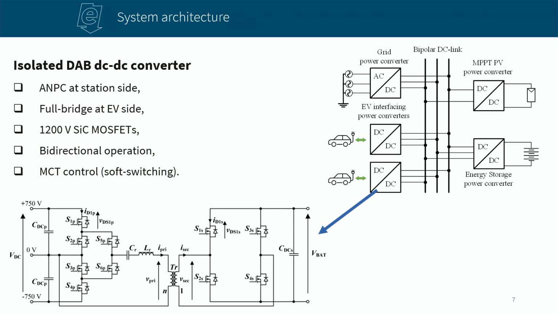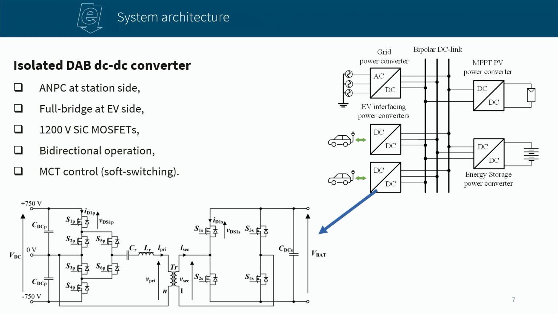But of course, as I showed you just a second before, you can have alternate options. You can use a full bridge. So of course, the options are vast. But this is the one we've built for the experimental system. And here to improve the efficiency, we have also included soft switching via MCT.